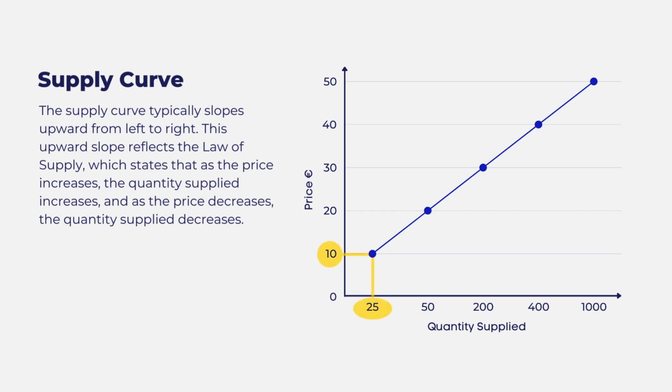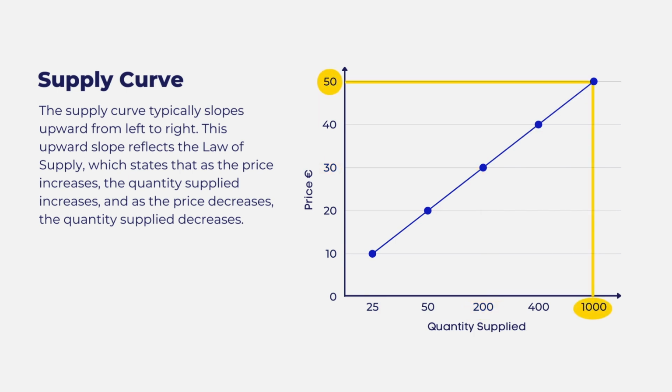So if we set our headphones at €10, the quantity supplied to us by our manufacturers is 25 units. Our manufacturer may only be supplying us with this small amount because their profit margin from €10 isn't very high. Next, if we're selling our headphones at €30, then the manufacturer would supply us with 200 units, which would tell us that they're making a bit more profit from their headphones.